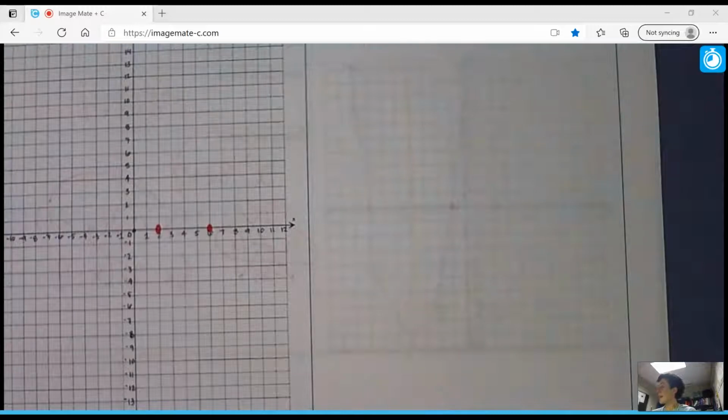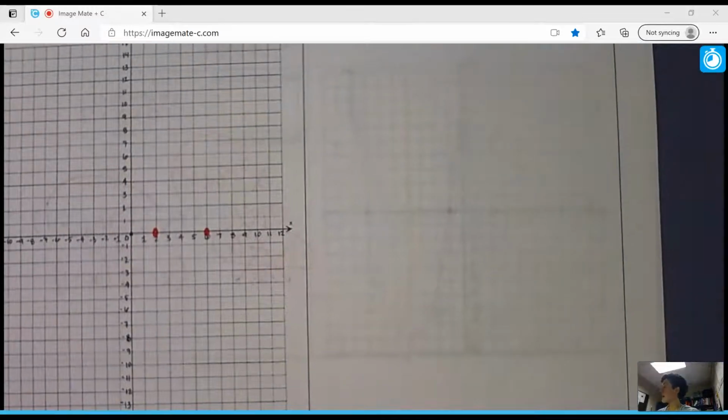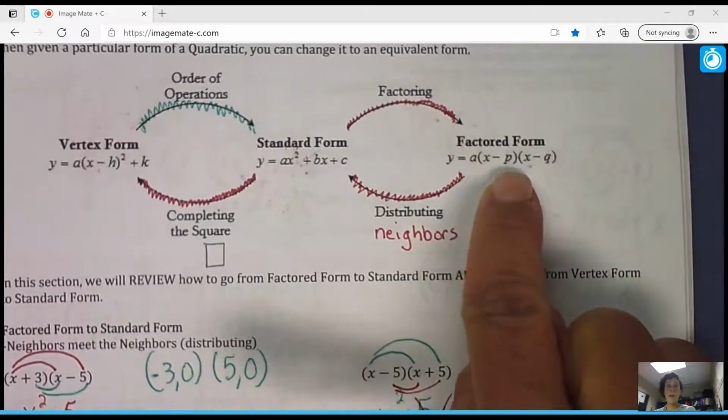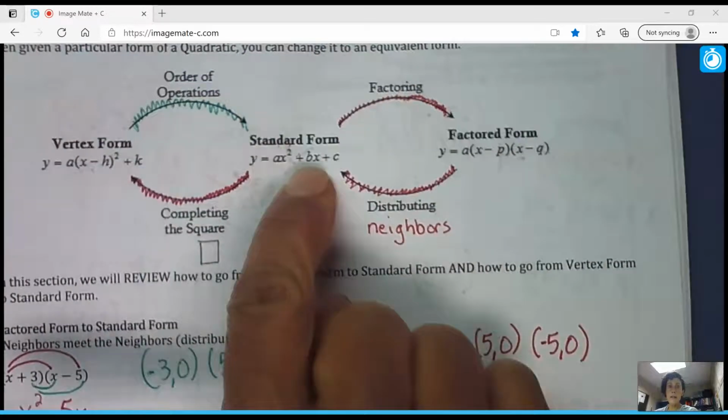So now I'm going to look at what I have to do next to get the other points. So going back to my map, if I start in factored form, the only thing I can get to now is standard form.